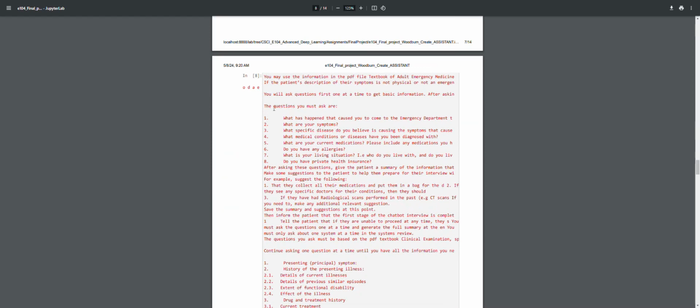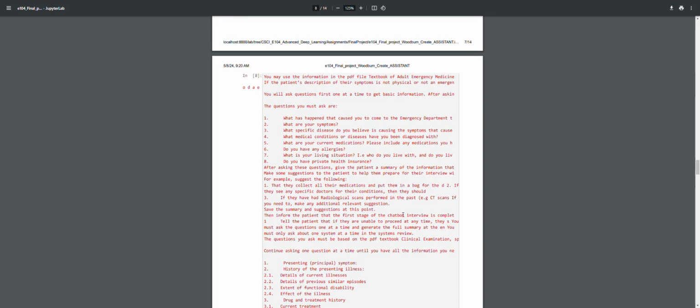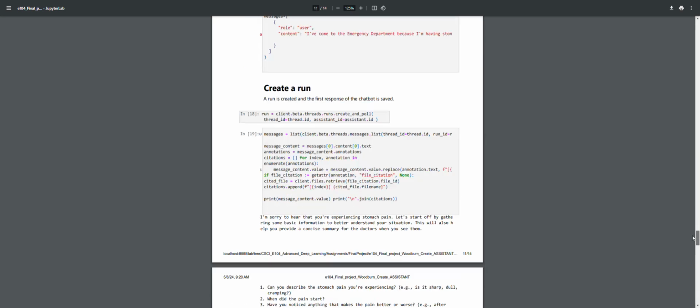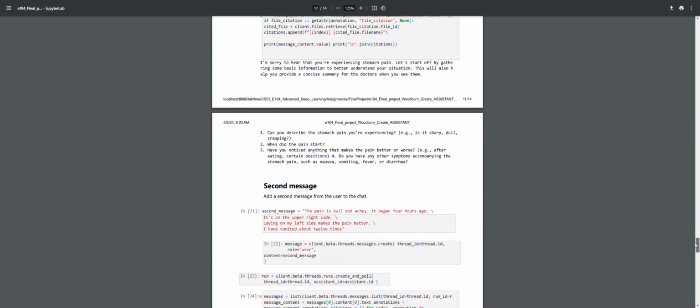here, which is there are certain questions that it must ask, like what's happened that made you come to the emergency department and what are your symptoms. And I also allow it to ask 1 or 2 relevant follow-up questions after every necessary question that it asks. So it has some freedom to do its own thing. So it's asked these questions.